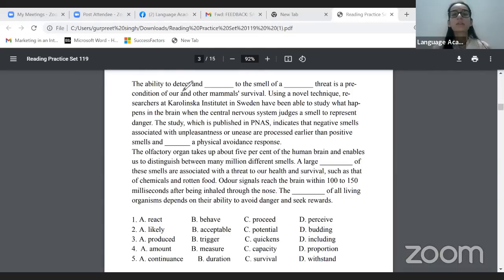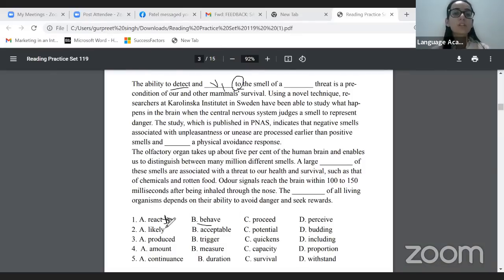So this says the ability to detect and react to the smell of a threat is a precondition of our and other mammals' survival. So they have used the first form of verb. We also need the first form of verb, and that verb should also match with the word to. The ability to detect, the ability to react to the smell. So react comes with to. You need to react to this proposal. Can we say the ability to behave to the smell? We don't behave if we smell something. Proceed is to go. Like we say, proceed ahead. And perceive is to interpret, to understand something. So we don't interpret smells. But yes, we can react in a good or a bad way whenever there's a smell around.